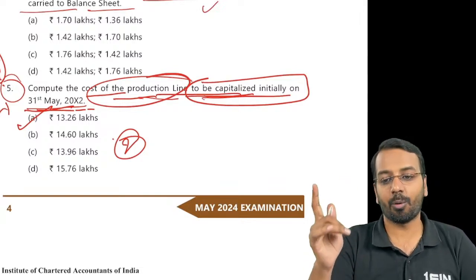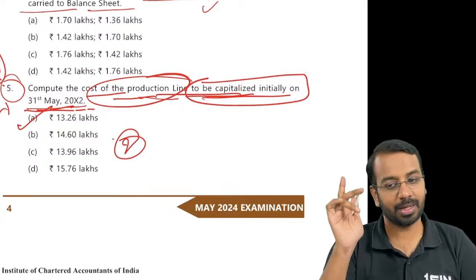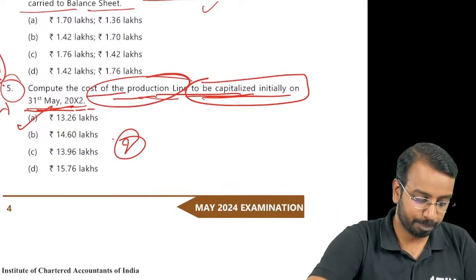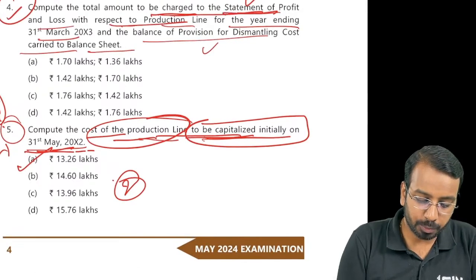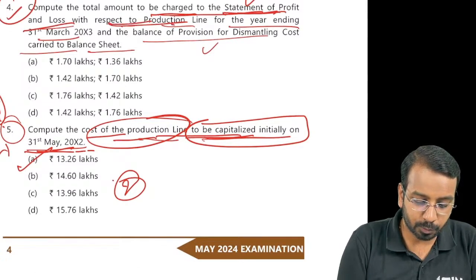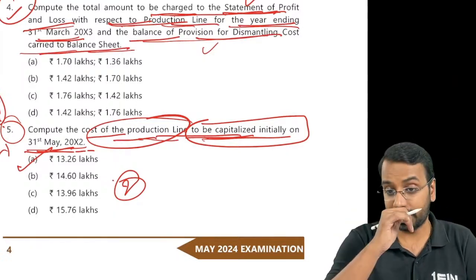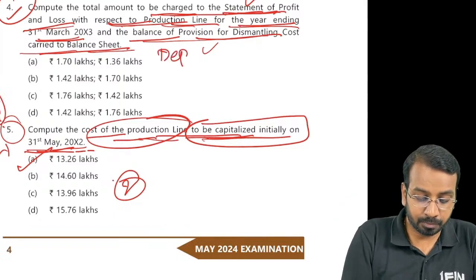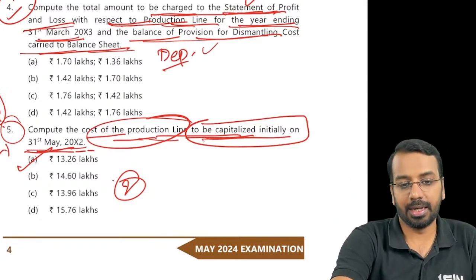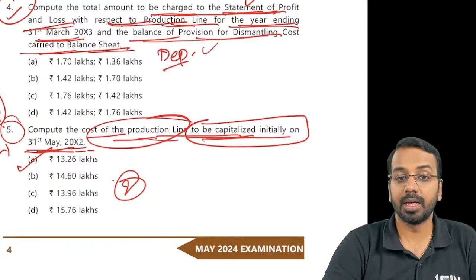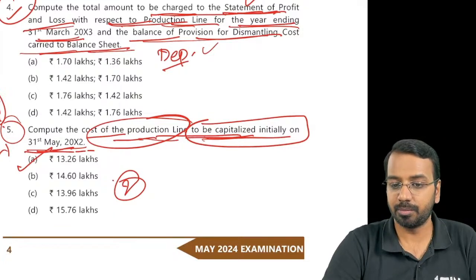If you have any doubt, any questions, please feel free to interrupt and ask. Then: compute the total amount to be charged to the statement of P&L with respect to the production line for the year ending 31st March, and the balance of provision for dismantling cost carried to the balance sheet. Now here, what are they asking? First, one is your depreciation, because you have to calculate depreciation. That is one part.